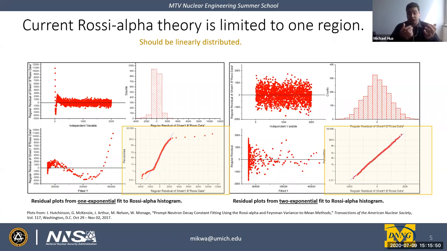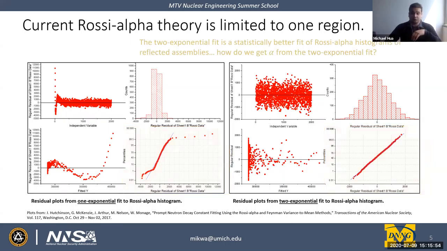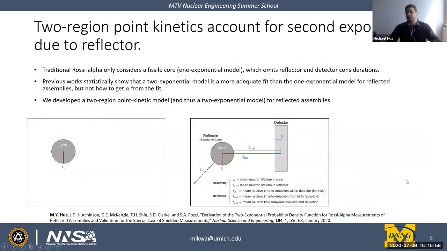So it was an open question, how does one get alpha from the two exponentials? In 2018, we started looking at data to develop the theory.